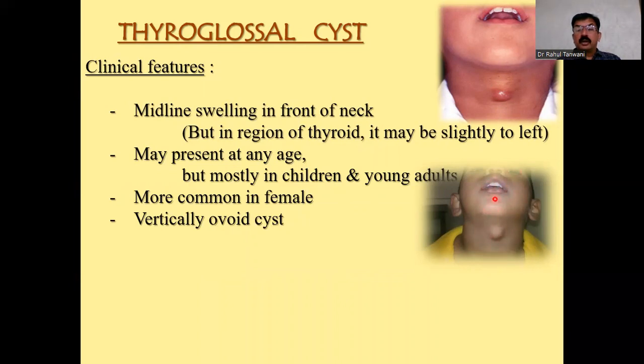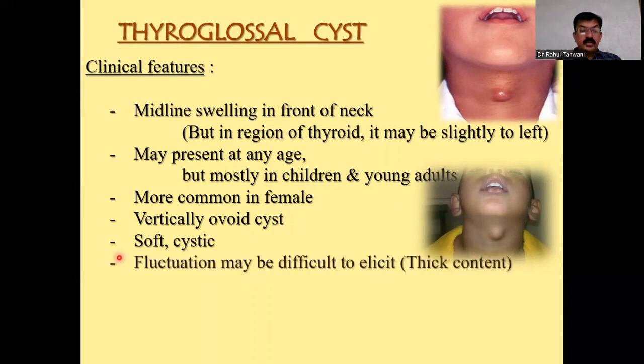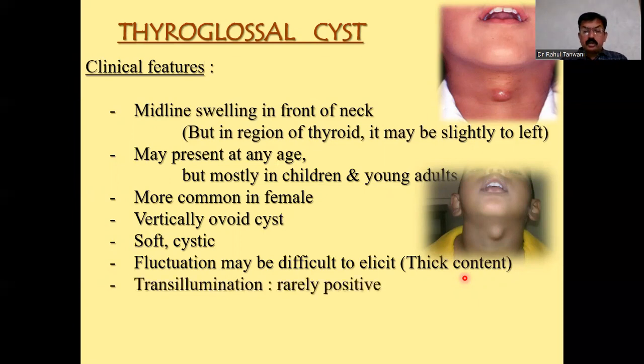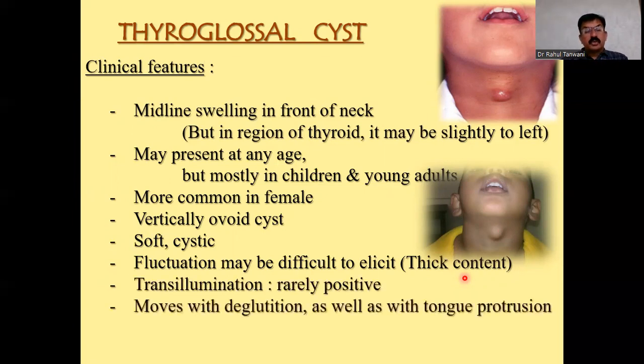So the tract is like this, it is oriented like this. So this cyst is vertically ovoid. It is soft and cystic, as I told you, because the contents are quite thick, so fluctuation may be difficult. Whenever the content is thick or intense, those swellings, the fluctuation test may be false negative. Transillumination again, because it is transparent, so it is positive.